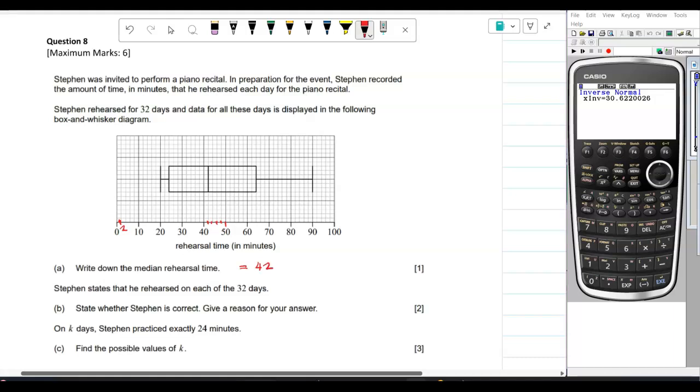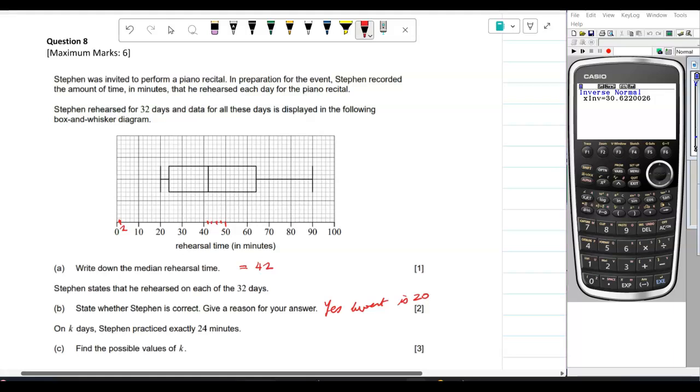Stephen states that he rehearsed on each of the 32 days. State whether Stephen is correct and give a reason for your answer. Yes, he's correct because there are no zeros. The lowest number of minutes rehearsed is 20 minutes. If he didn't rehearse at all then it would be 0. Very good.